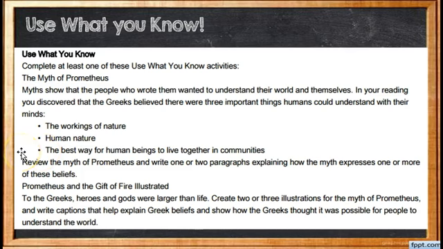So you're going to review the myth of Prometheus and write one or two paragraphs explaining how the myth expresses one or more of these beliefs, or Prometheus and the gift of fire. To the Greeks, heroes and gods were larger than life. So you're going to create 2 or 3 illustrations for the myth of Prometheus and write captions that help explain Greek beliefs and show how the Greeks thought it was possible for people to understand the world. So that's just kind of taking a little bit of what you've learned and applying it in a different situation to kind of help apply that learning.